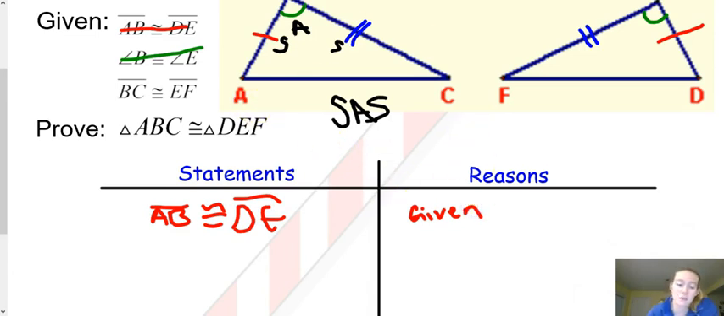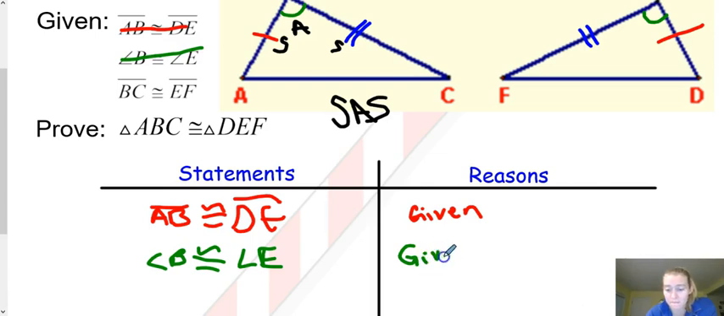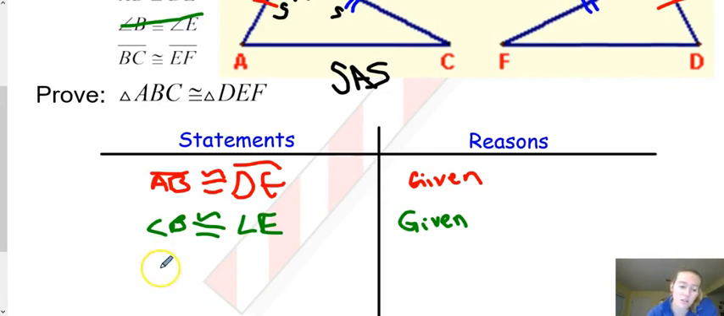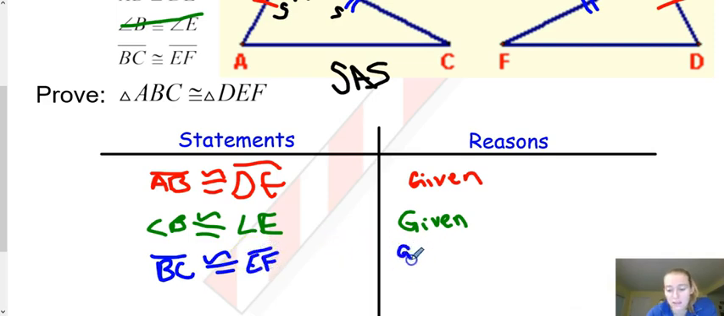Okay, the next piece of information I used was that angle B is congruent to angle E. And again, they gave that to me, so it's given. And the last piece of information I used there was BC is congruent to EF. And again, that was because it was given to me.